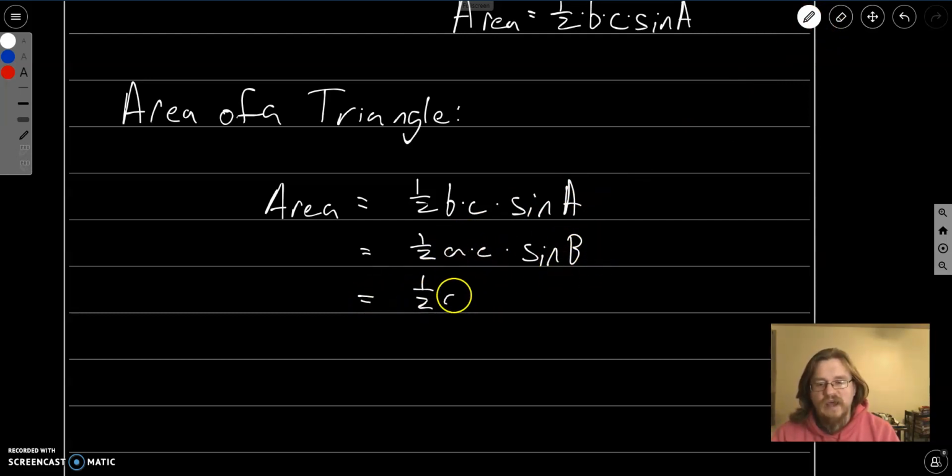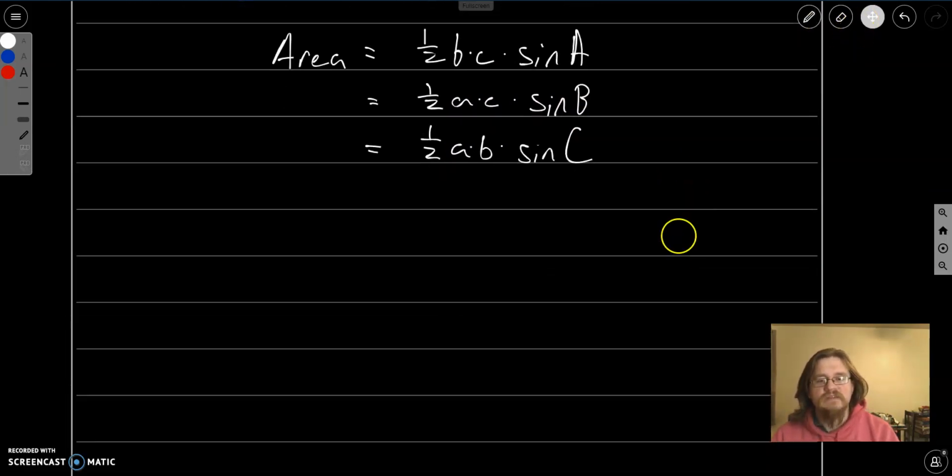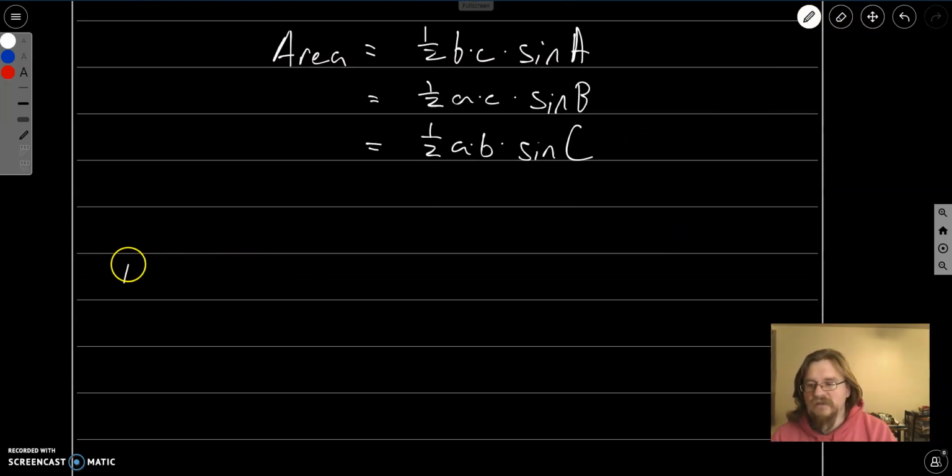We could also have 1/2 a times b times sine of c. So again, it doesn't matter what they are as long as you have two different sides and the angle that's between them, or the angle that's not opposite either of those two sides. So let's use this for an example. Let's find the area of an equilateral triangle.